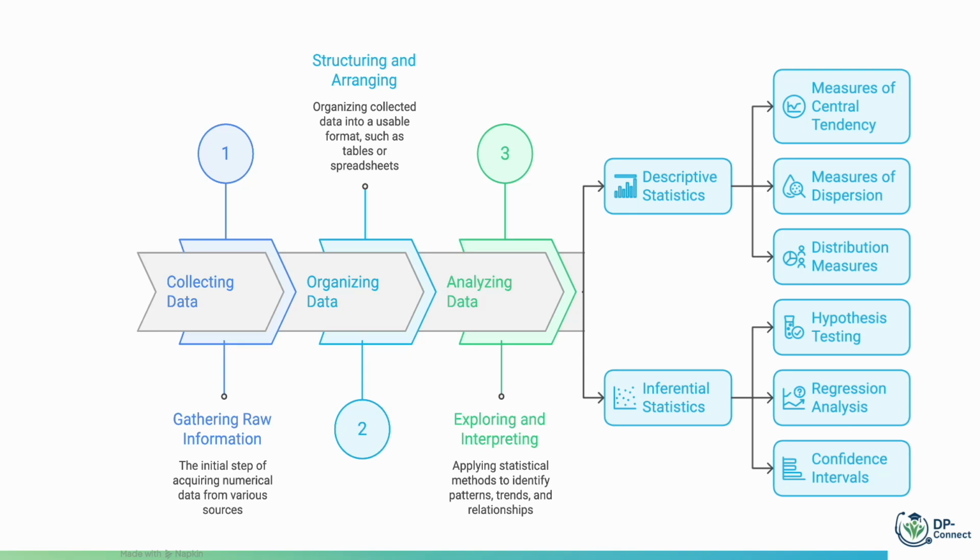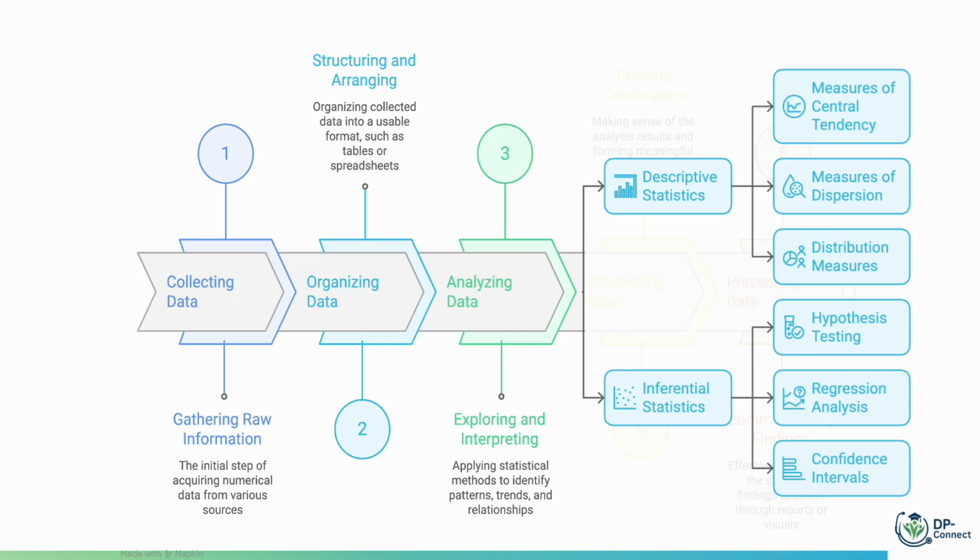These measures describe how spread out or variable the data is around a central value. The third component is distribution measures. These help us understand the shape and pattern of the data distribution, such as whether the data is symmetrical or skewed. Now let us move to inferential statistics. Inferential statistics helps us draw conclusions about a larger population based on sample data. One important component of inferential statistics is hypothesis testing. This helps us decide whether the observed result is statistically significant or has occurred by chance.